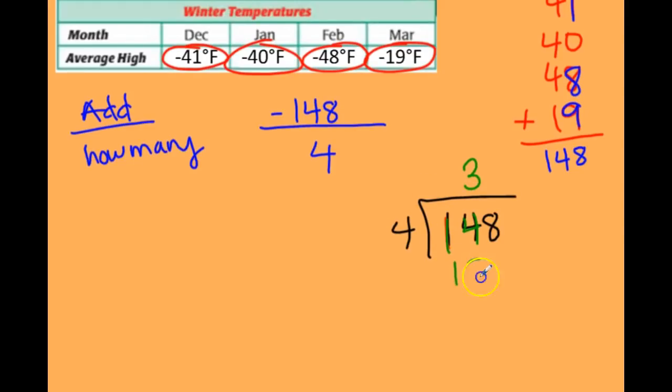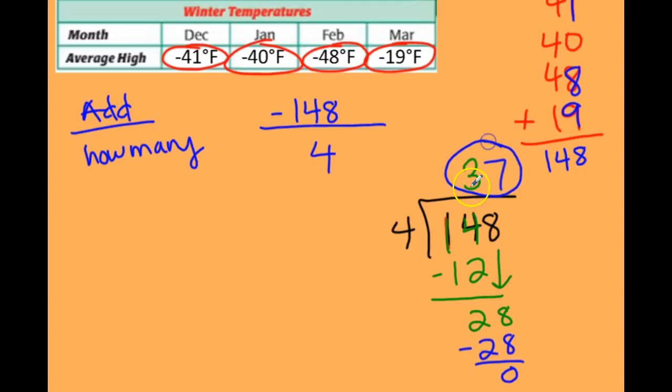4 times 3 is 12. So we subtract. And we have 2 left over. Then we bring down the next number, 8, 28. 4 times what is 28? How many times does 4 go into 28? 4 times 7 is exactly 28. So our answer is 37. 4 times 37 would give us 148. However, the average we're looking for, they're all negatives. Happy grumpy, they don't get along. We have negative 37 degrees Fahrenheit.